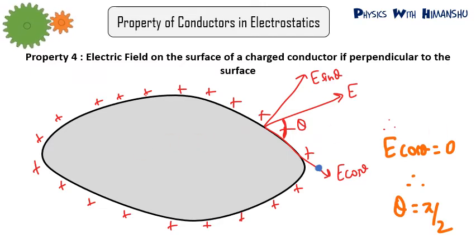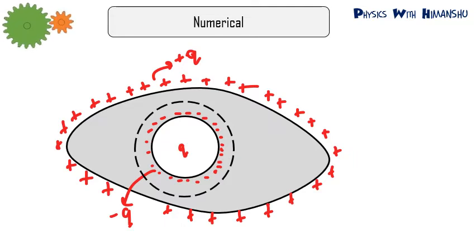Now we have to solve a numerical. On the basis of what you learned, there's a numerical here. Suppose this charge Q is at the center of a cavity and this is a conductor, and due to charging by induction, this positive Q will induce minus Q on the circumference of this cavity. Now, if you draw an imaginary surface, these dotted lines, then the charge enclosed inside this will be Q minus Q, which is equal to 0, and the electric field will be equal to 0.